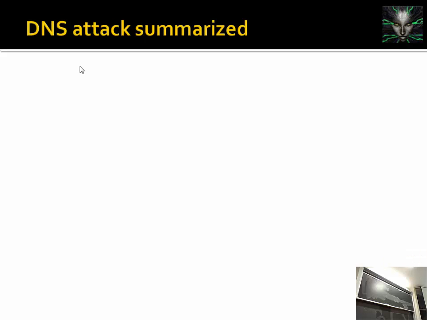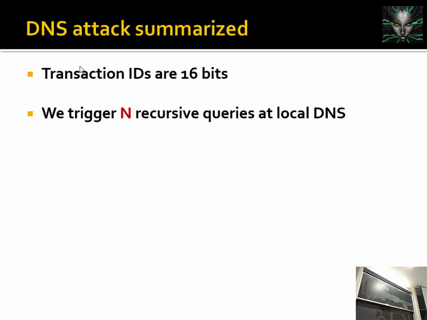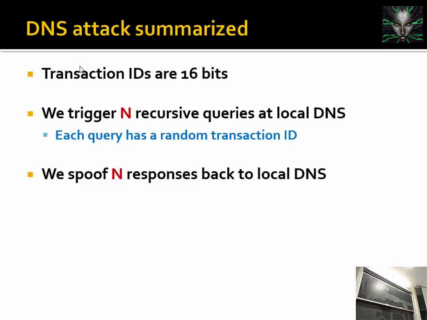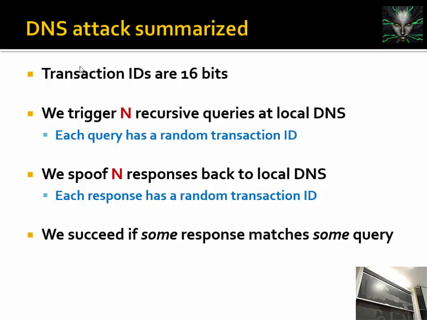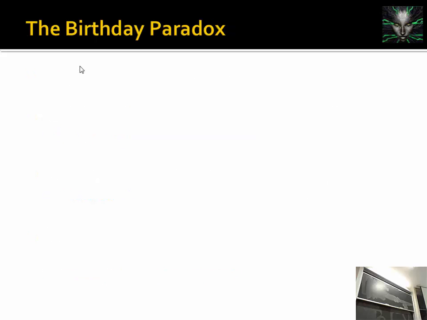So can we get the transaction? Just go with the attack elements to the math, right? We have 16-bit transaction IDs, and we send n queries about Sinistraes or Bank of America. It says a random transaction ID. And then we spoof another n responses as fast as we can before the upstream server has a chance to tell us what the real answer is, right? And we succeed with some response message, some query. How likely is this to happen?